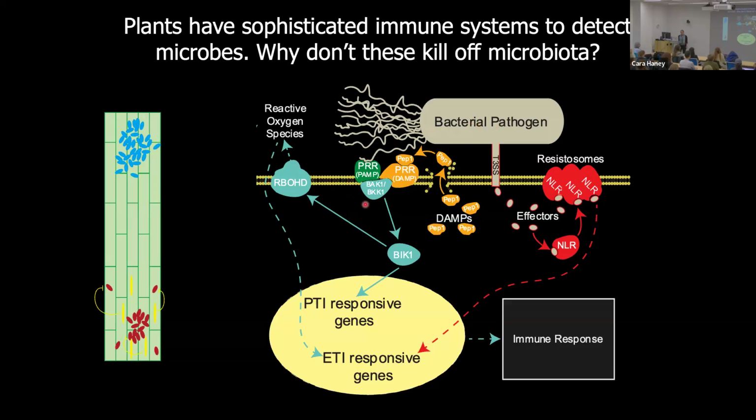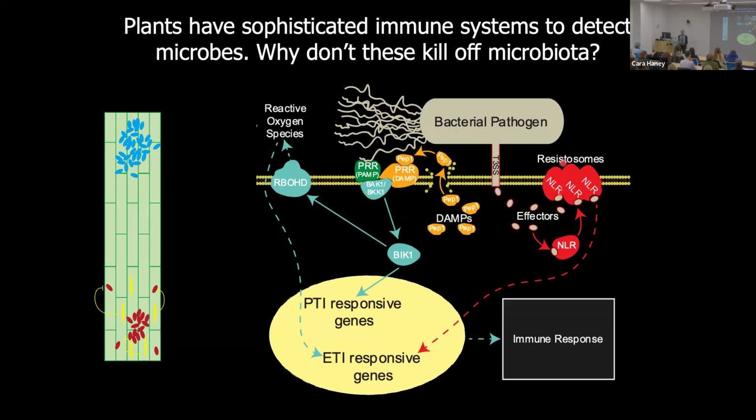The first are receptors that detect microbe-associated molecular patterns like flagellin. These are pattern recognition receptors that are functionally analogous to toll-like receptors, and they signal through kinase cascades to turn on defense gene expression. Plants also have a pathway to recognize bacterial effectors.